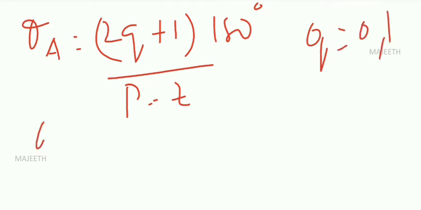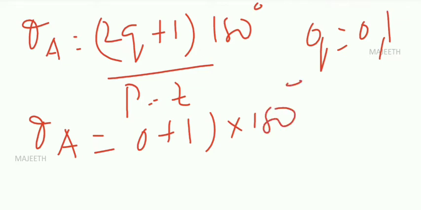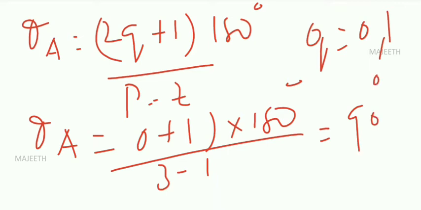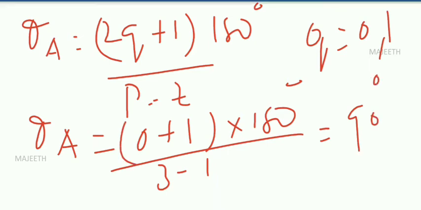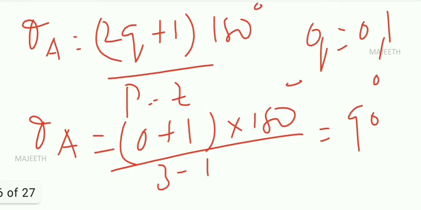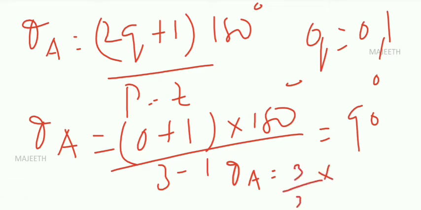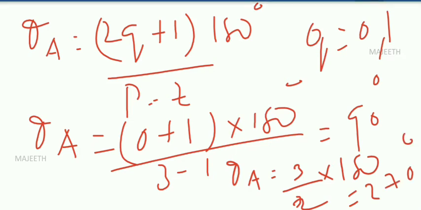So if you substitute q = 0, then (0 + 1) × 180 degree divided by (3 - 1) is 90 degree when q is equal to 0. When q is equal to 1, what happens? (2 + 1) × 180 divided by 2, that is 3/2 × 180, which is 270 degree. So centroid 0, angles are 90 and 270.